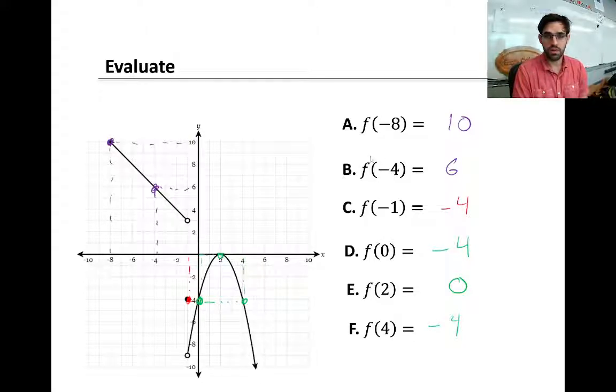-4 as an input, f of -4 would also hit the linear piece. When x is -4, y is 6. So f of -4 is 6. f of -1 is the red dot. The output's -4.